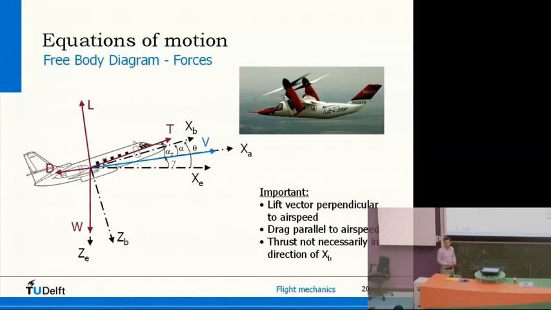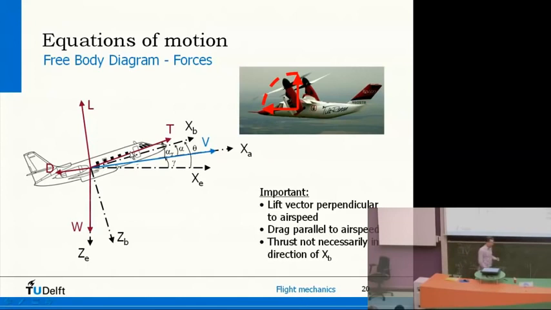So these are the forces that we have, and I've introduced one new angle over here, and that's called the angle of attack of the thrust vector. So the thrust vector has an angle with respect to the airspeed vector. So again, it's called alpha, but now since it's of the thrust, we call it alpha t.